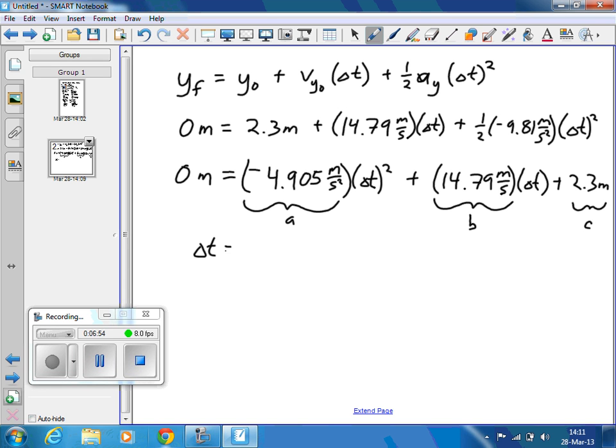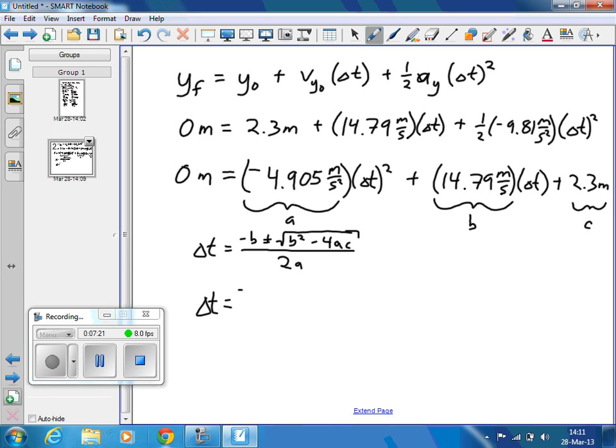Delta t equals negative b plus or minus the square root of b squared minus 4ac, and all of that is divided by 2a. Note the a, in this case, is just a label. It's not the acceleration. It's just a label for the quadratic formula. All right, I plug in some values.